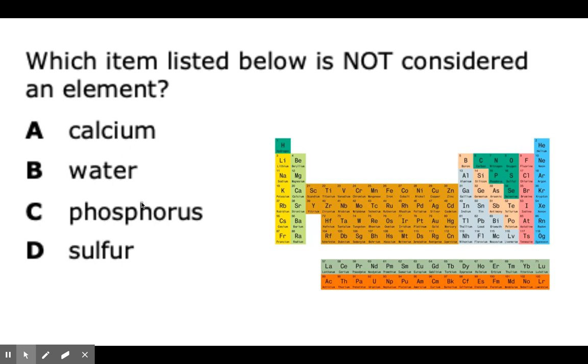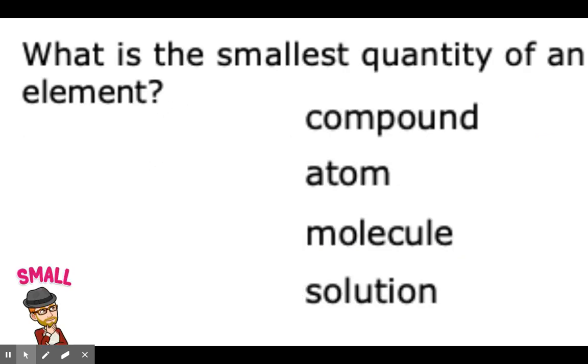So calcium, phosphorus, and sulfur are elements, but we're looking for what is not considered an element. So you should circle the word not, just like you did the word except, and then you would choose water.